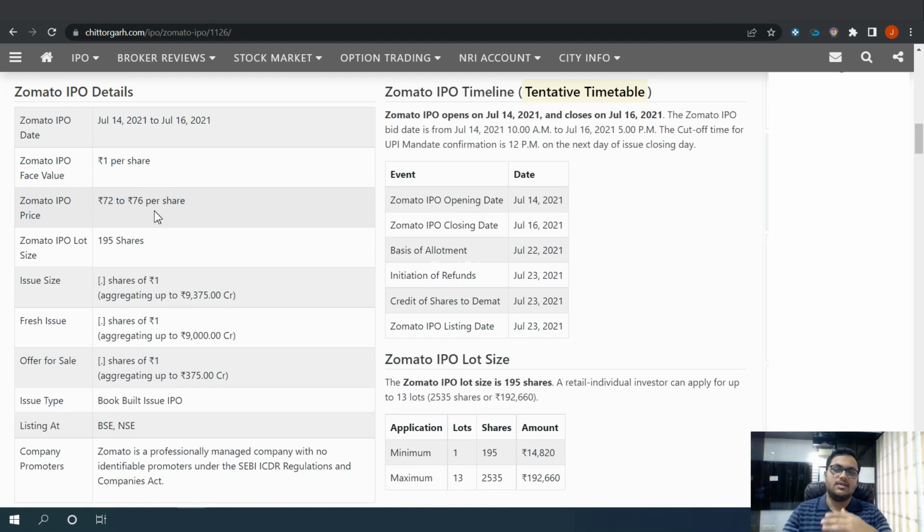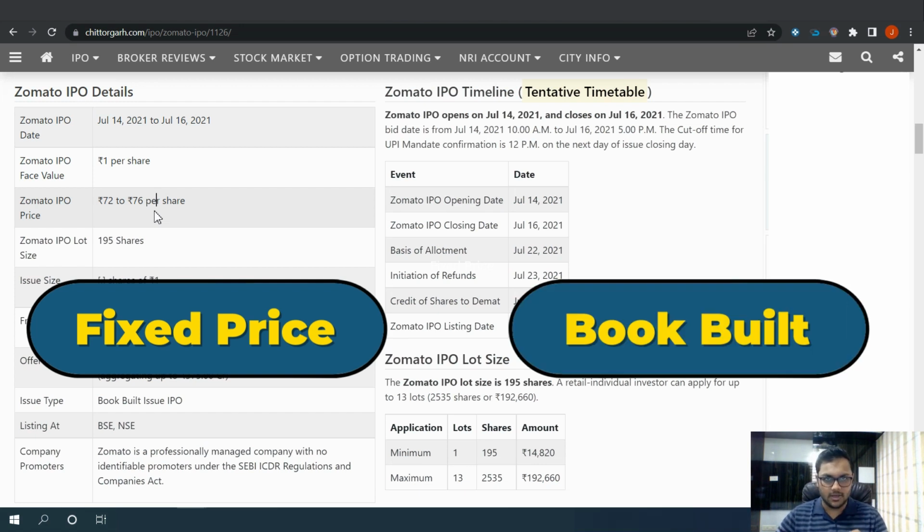Now let's say that there was another IPO which was priced from 100 to 105. In that case also you should have applied for the highest price, which is 105. Why, you'll understand after today's video. So first of all, two types of IPOs: fixed price and book build. Fixed price, you do not have a choice. Book build type issues, you have a price range, but you should apply for the highest price.